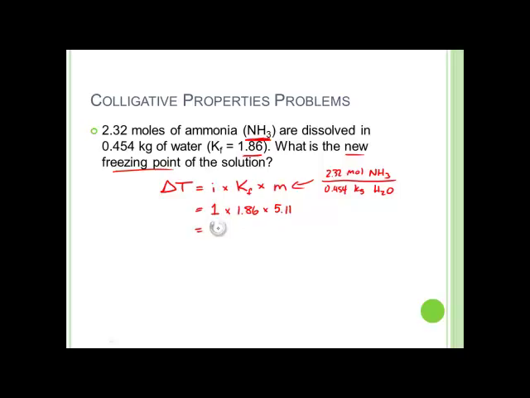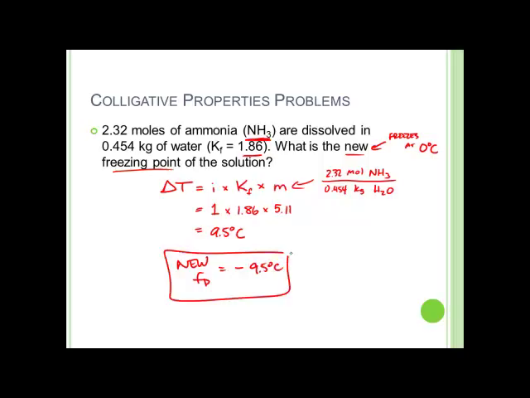That's a change in temperature of 9.5 degrees Celsius. Water usually freezes at 0 degrees Celsius. If you add stuff, the freezing point goes down, so the new freezing point is negative 9.5 degrees Celsius.